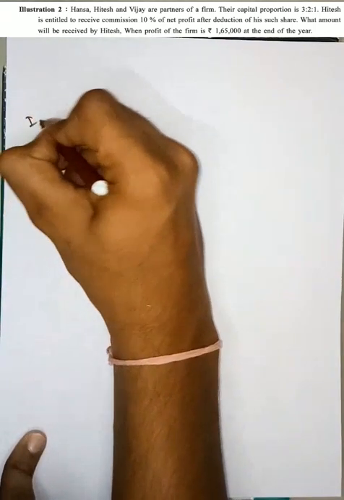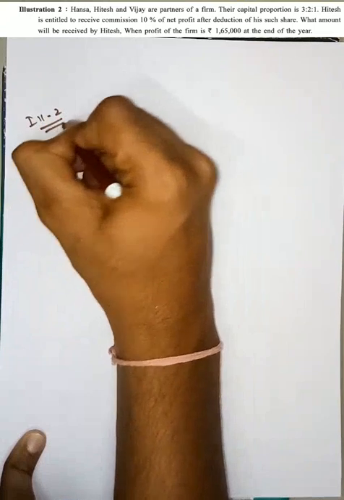What does the second illustration say? Hansha, Hitesh and Vijay are partners of a firm. Their capital proportion is 3:2:1. Hitesh is entitled to receive commission 10% of net profit after deduction of his such share. What amount will be received by Hitesh when the profit of the firm is 1,65,000 at the end of the year? So this is illustration number 2.